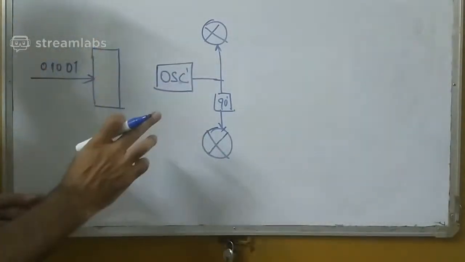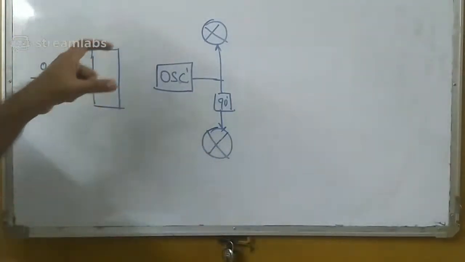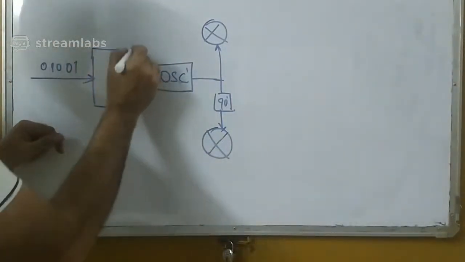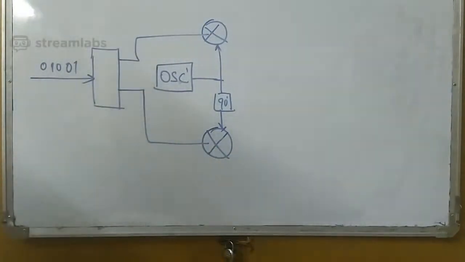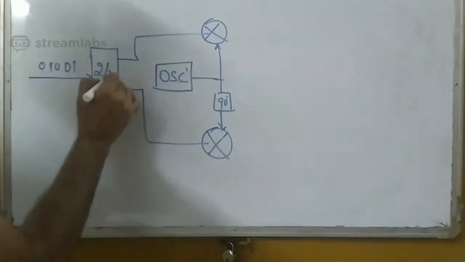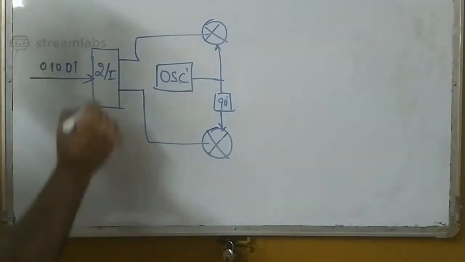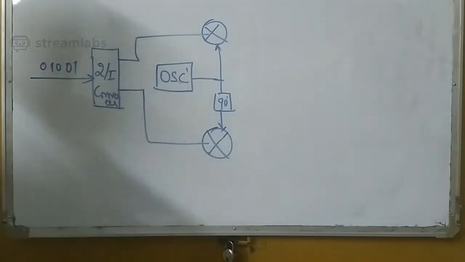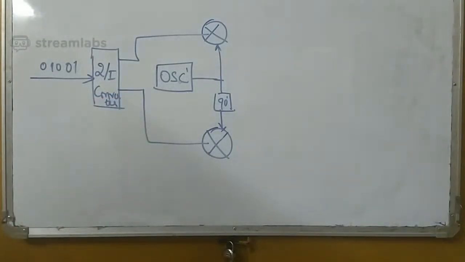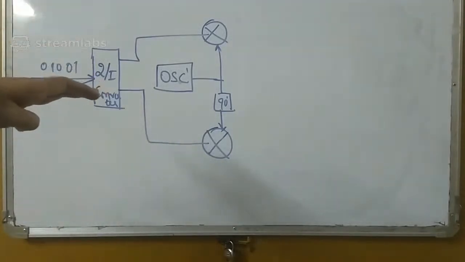2 bits are going to be clubbed. The parallel line is capable of holding 2 bits at a time. Is it clear? So this is the arrangement I am going to use. This is my 2 by 1 converter, and this converter helps me convert serial to parallel.